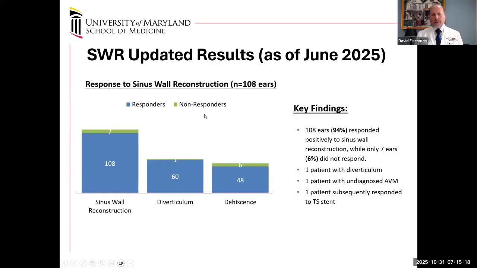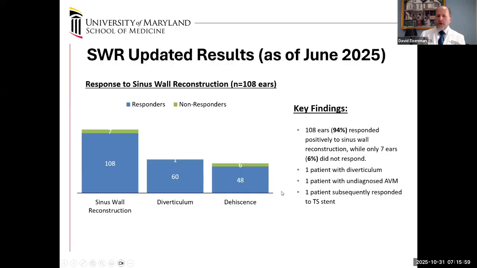This is updated more recently, 108 years, 94% success rate now, 6% who did not respond. We have 1 patient with a diverticulum who, I don't know why she didn't respond. That one is still a mystery to me. She had all of the right features and her PT is still there. We haven't found any other cause. 1 patient who had an undiagnosed AVM. She clearly had a sigmoid sinus dehiscence, but as soon as I got in there were all sorts of small transcortical bleeders. I knew something funny was going on. We did the operation, we repaired her, she was no better. We took her to IR, and in fact, she had an AVM.